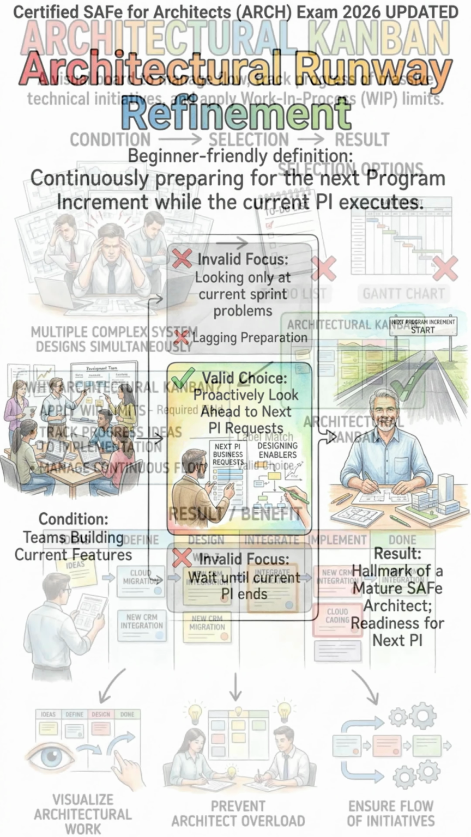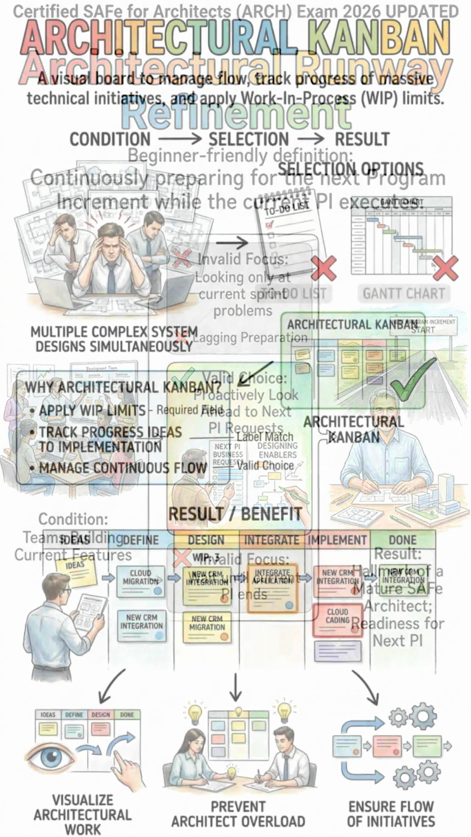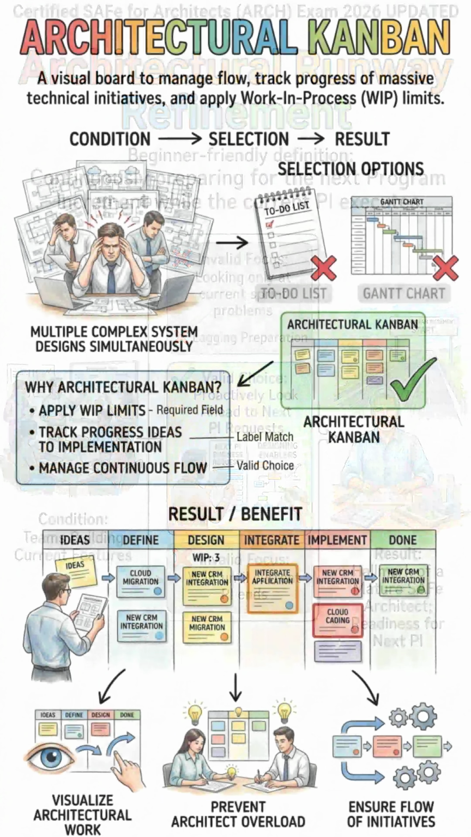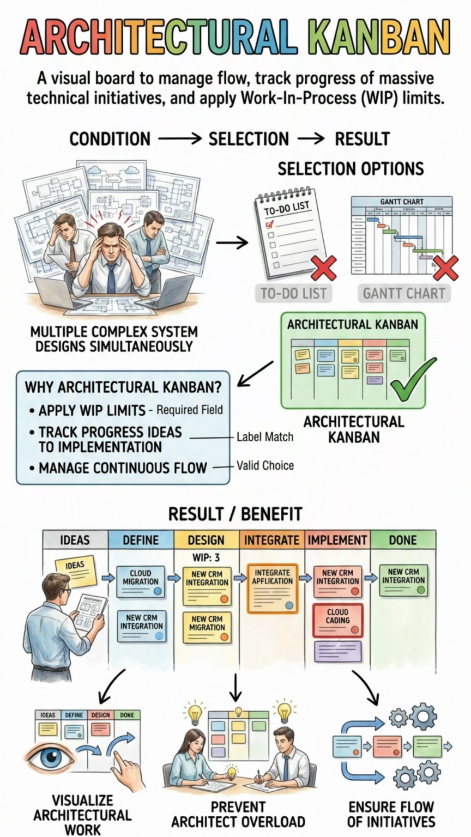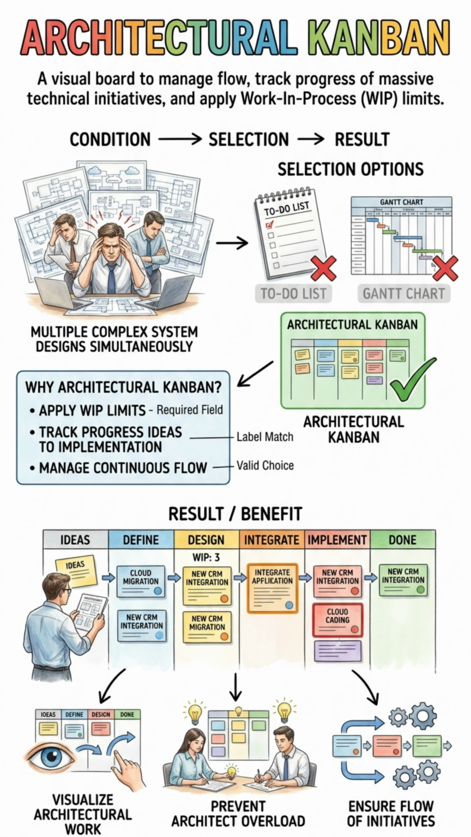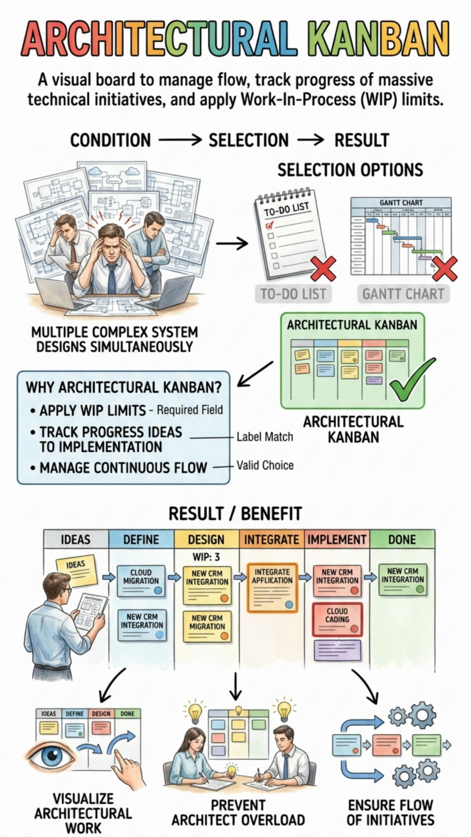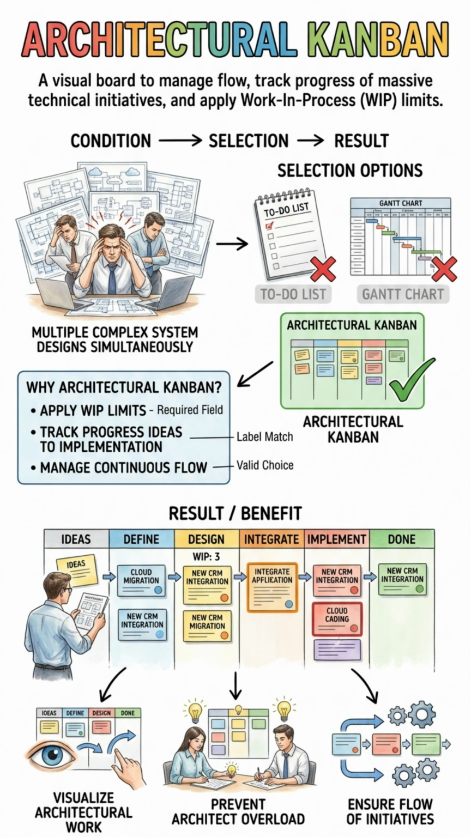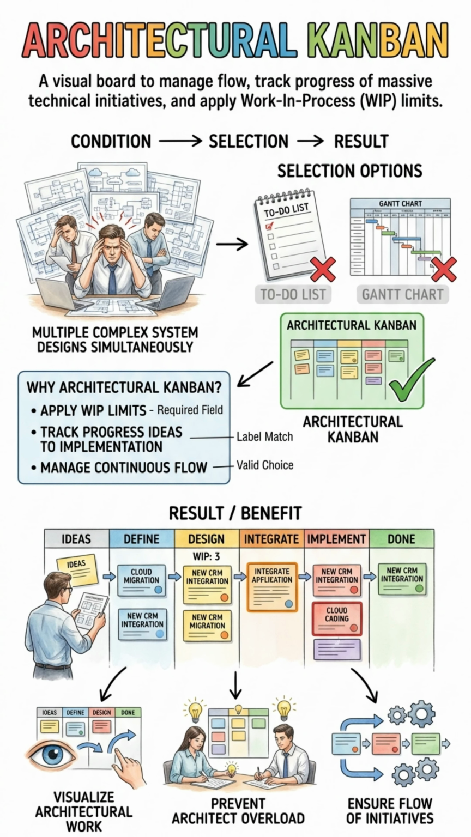A very practical tool you will use to manage this continuous flow of architectural work is the architectural Kanban. This visual board helps you track the progress of massive technical initiatives from initial ideas to fully implemented solutions. By visualizing the architectural work, you can apply work in process limits, ensuring that you and your fellow architects are not trying to design too many complex systems at the exact same time.